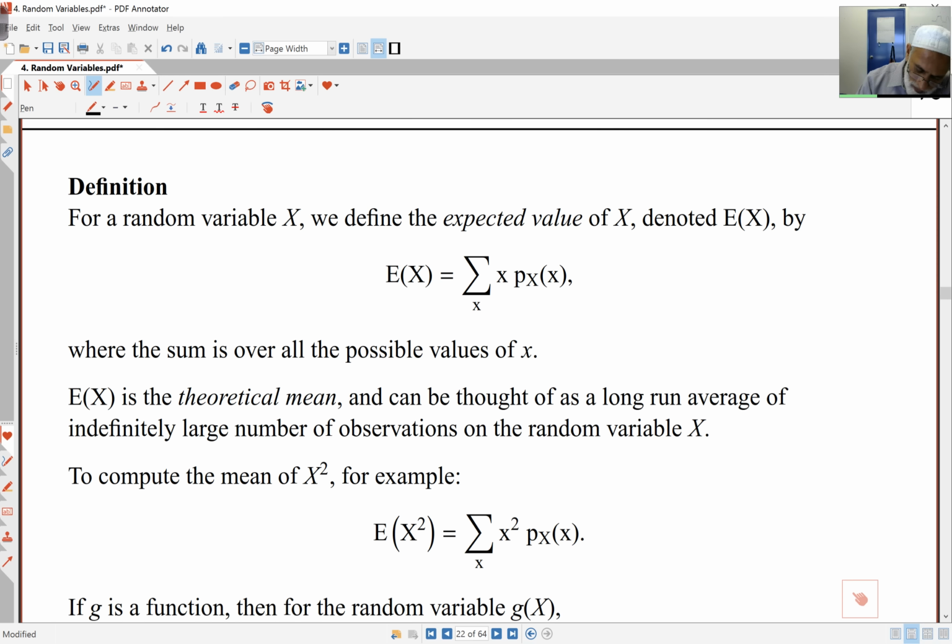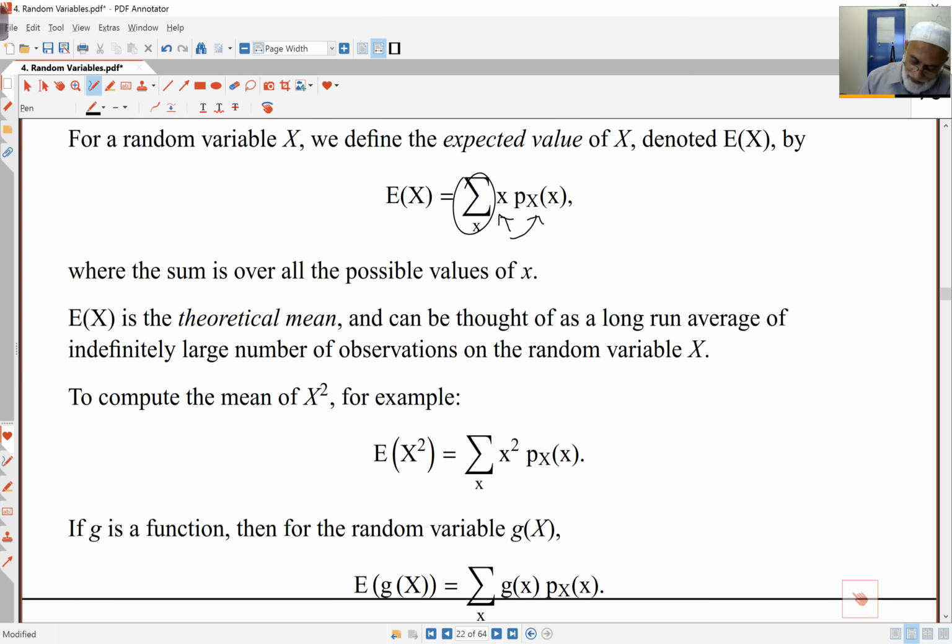So the definition, more mathematically, is simply, don't be confused by this. All I'm doing is saying, take the value of x, multiply with the probability, and add them all up. That's all. You need to understand how to do the process, not so much what the formula written down is. Now, of course, I can work out other expectations as well.